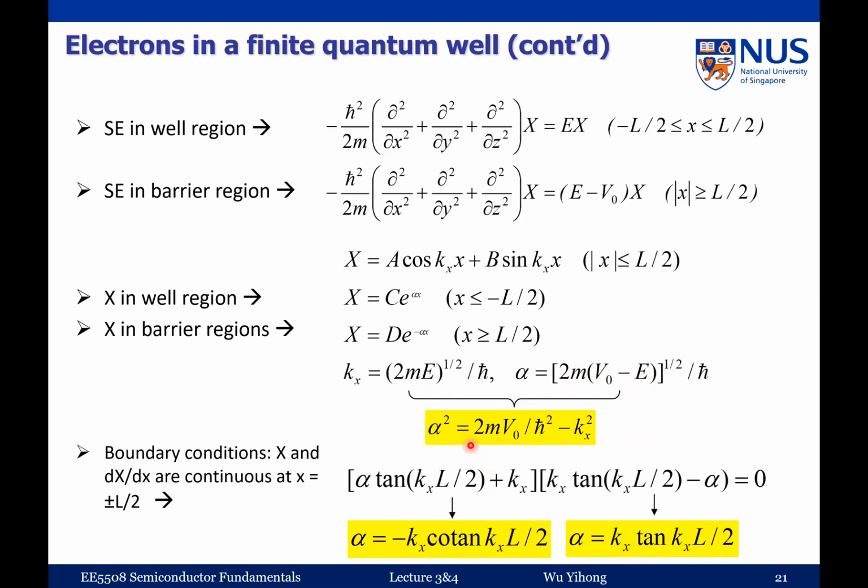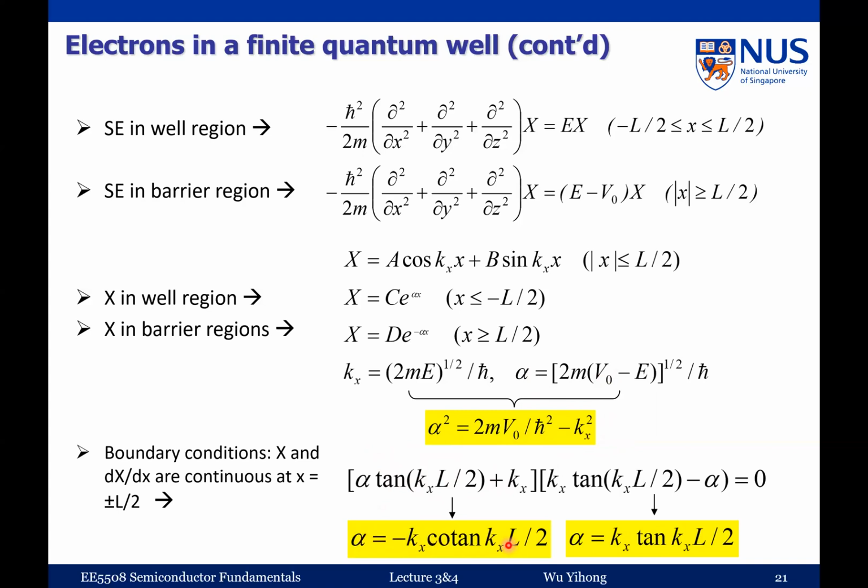So we should be able to eliminate alpha from this equation and this equation, and then we should be able to find E as a function of kx, right? But it's difficult to solve this numerically. That's the reason why we can only solve this using the graphic method. So then we have two curves.